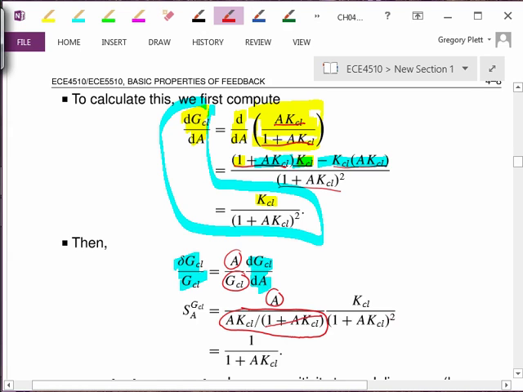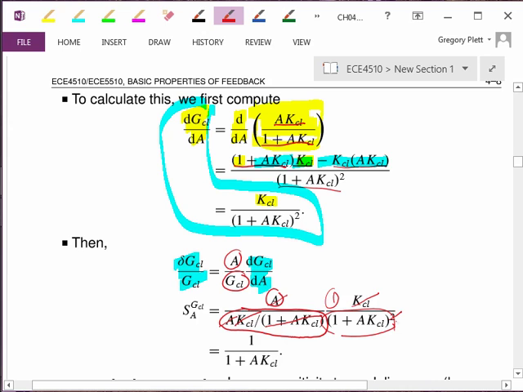This term cancels one of those. That term cancels that, and the A cancels that. So I'm left with, in the numerator, 1, and in the denominator, one of those. 1 over 1 plus A times KCL is the sensitivity.